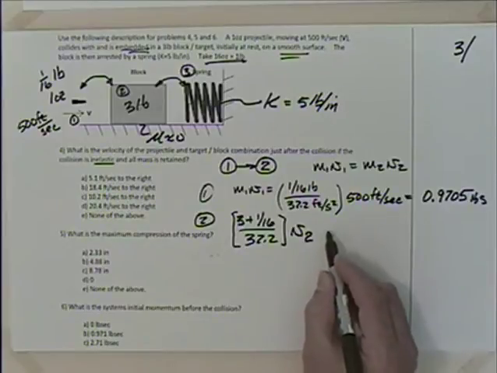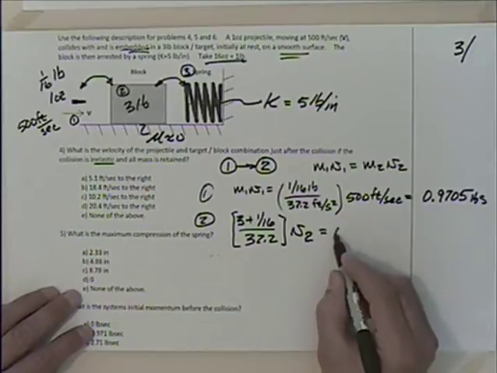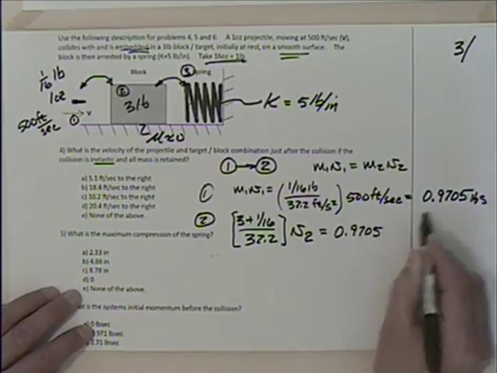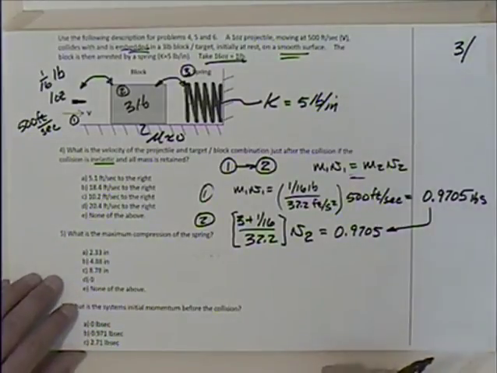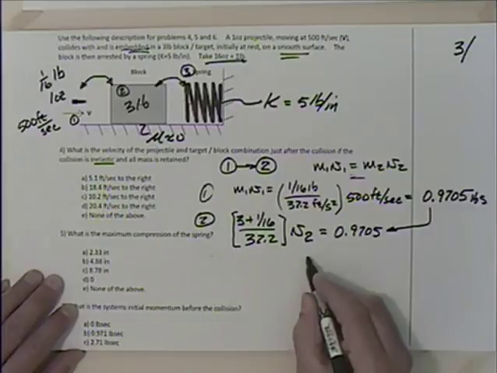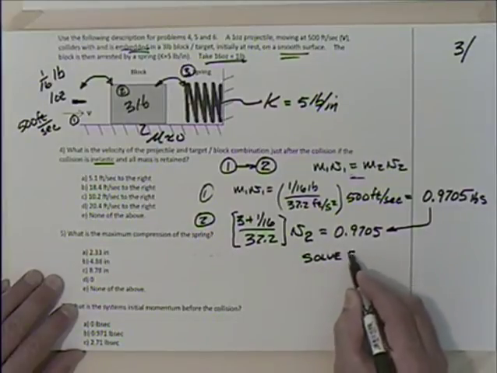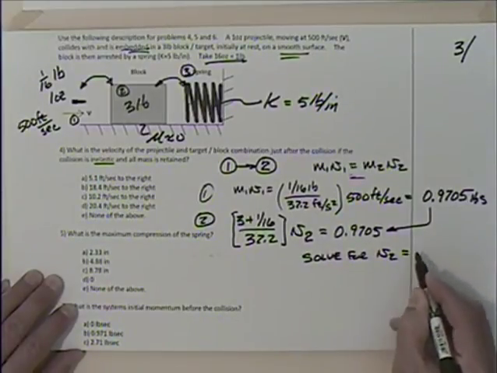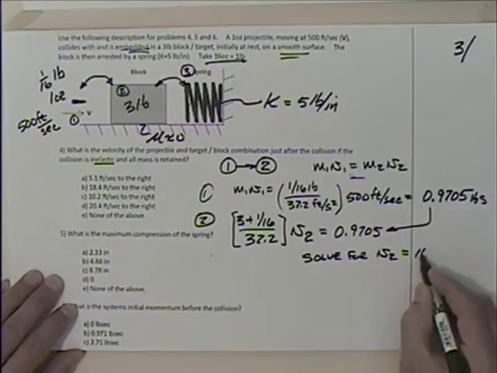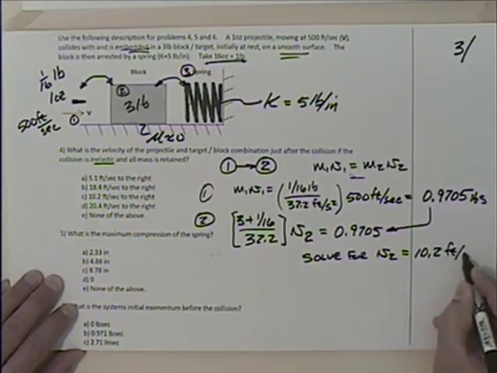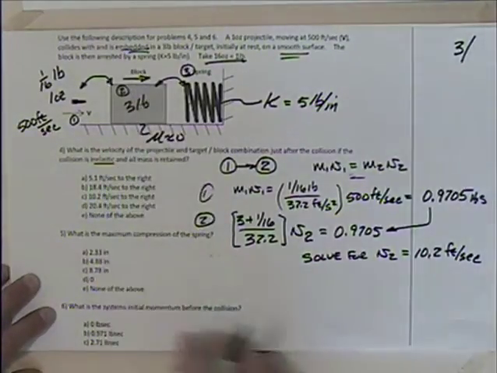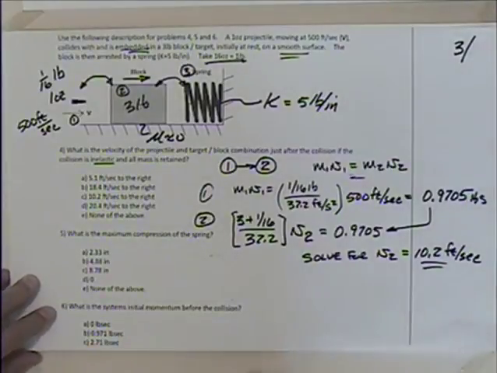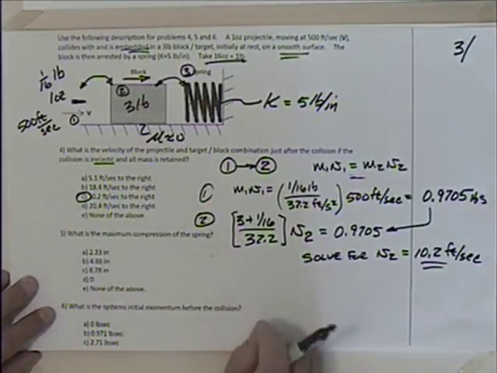Well, I can set this equal to what? I know that this is equal to this thing, 0.9705, right there, because of this conservation of momentum. And when I solve for V2, I can say that that's equal to 10.2 feet per second. So I now know that this block is zipping along at 10.2 feet per second, 10.2 feet per second to the right.